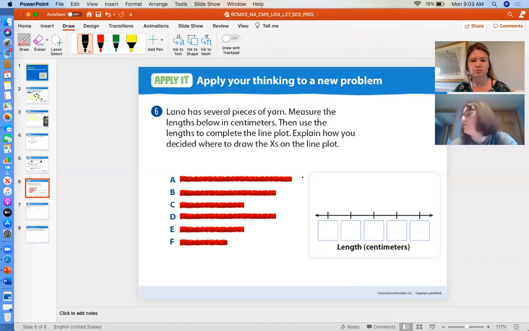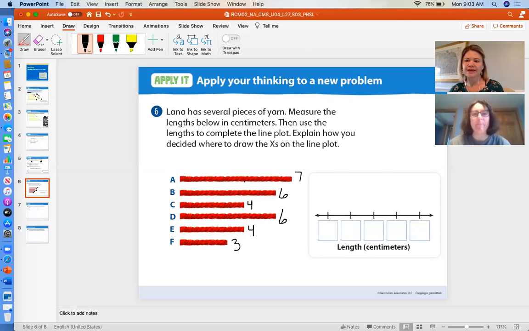Okay. So A is 7, B is 6, C is 4, D is 6, E is 4, and F is 3. Okay, do we want to make a table or do we want to just look at it? Oh, I think we can look at it. Okay. You guys are getting really good at this.